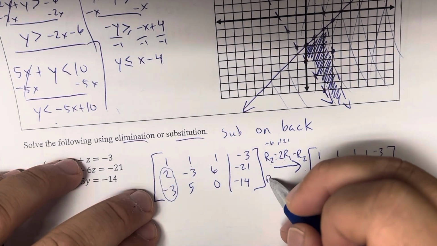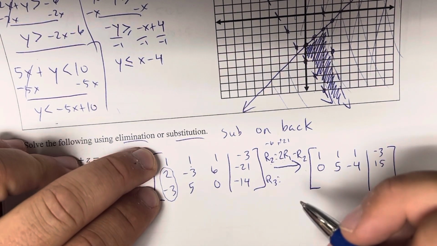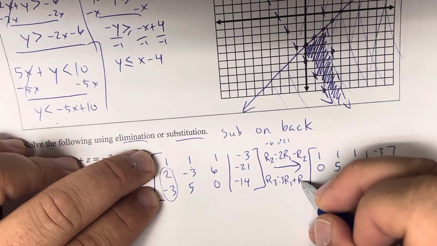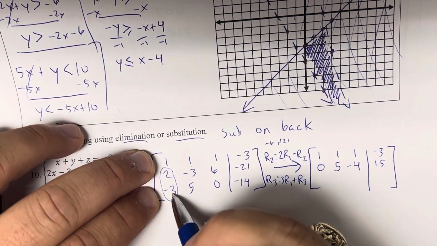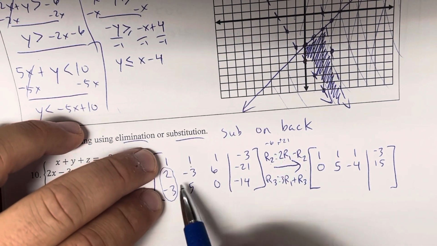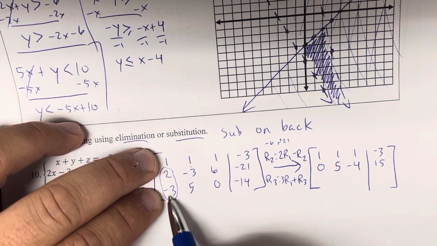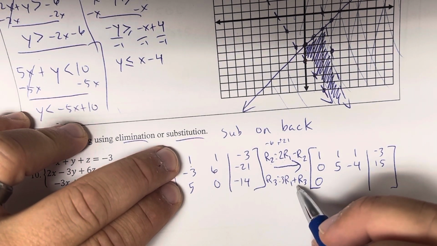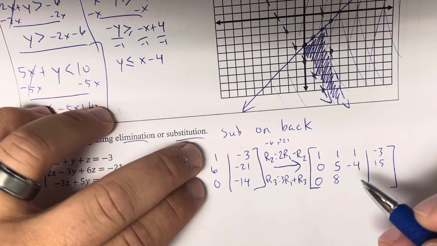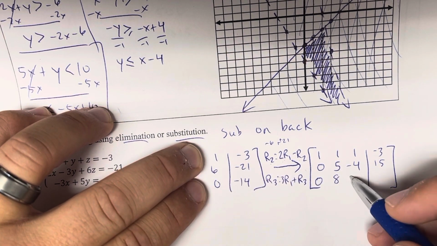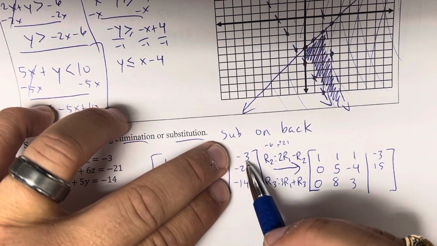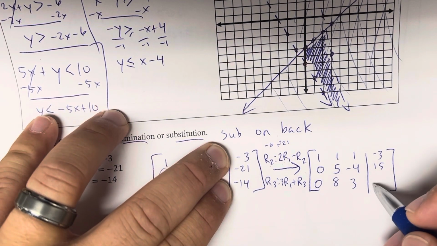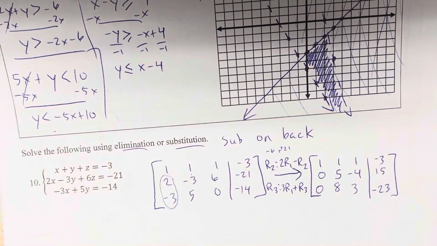And then for row 3, I need it to match, so I'm going to make it 3 times row 1, but it'll be positive and negative, so I'm just going to add row 3. That'll cancel these out to be 0. So 3 times 1 is 3, plus -3 is 0. 3 times 1 is 3, plus 5 is 8. 3 times 1 is 3, plus 0 is 3. And then 3 times -3 is -9, plus -14 is -23.